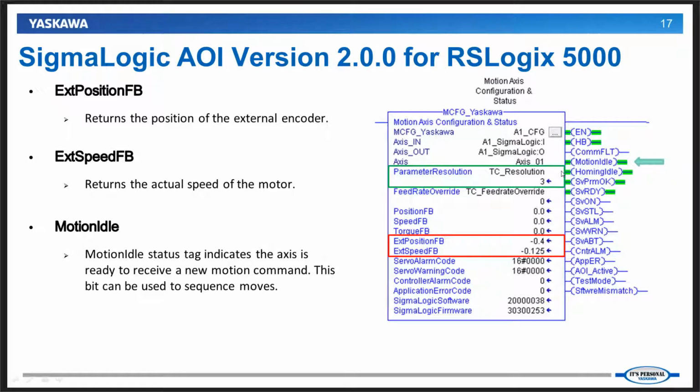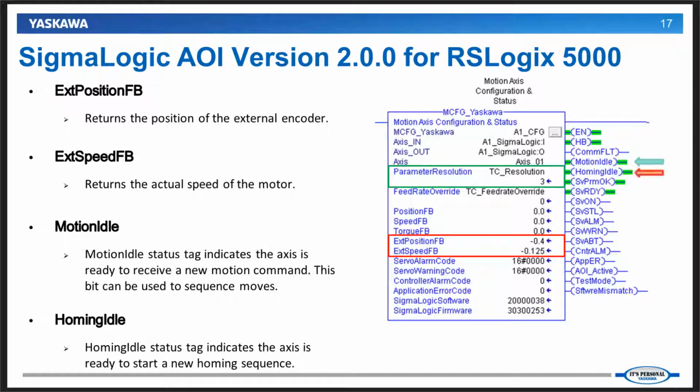And we have also added two additional statuses called motion idle and homing idle. Motion idle is something we expect the user to use as a status bit, which indicates that the axis is ready to be able to sequence the move. Homing idle works just the same as motion idle. It indicates that the axis is ready to start a new homing sequence.